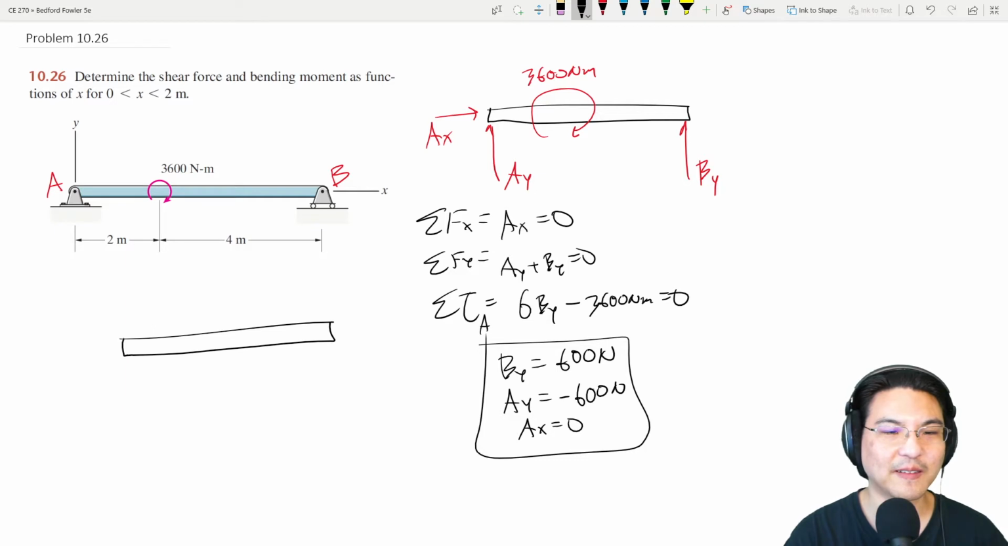So it looks like AY was negative, right? I drew my arrow going up. The value is negative, so it's actually this way. And then BY, I drew my arrow going up. This is positive, so like this. And there's the couple right there.